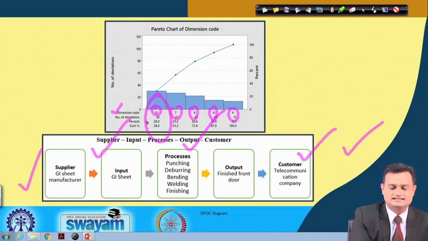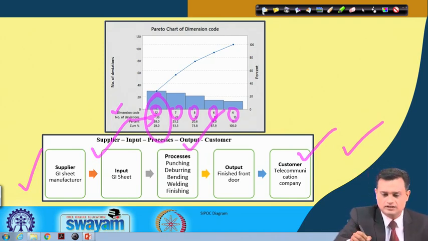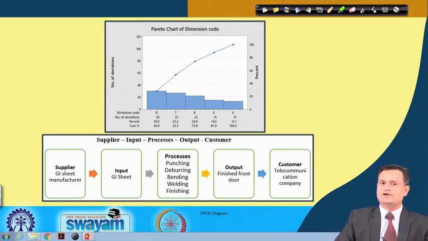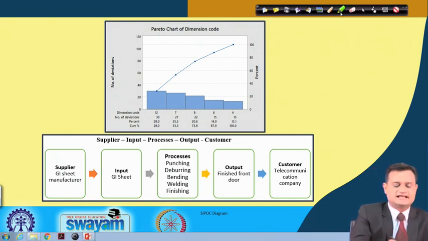This is receiving the maximum number of deviation, that is 30. So now you have a typical SIPOC. We have discussed in detail how to map the process right from the supplier to the customer. So the SIPOC for this is like this.